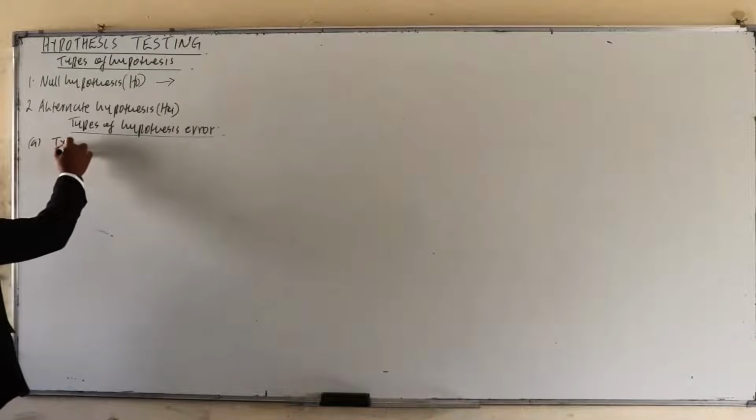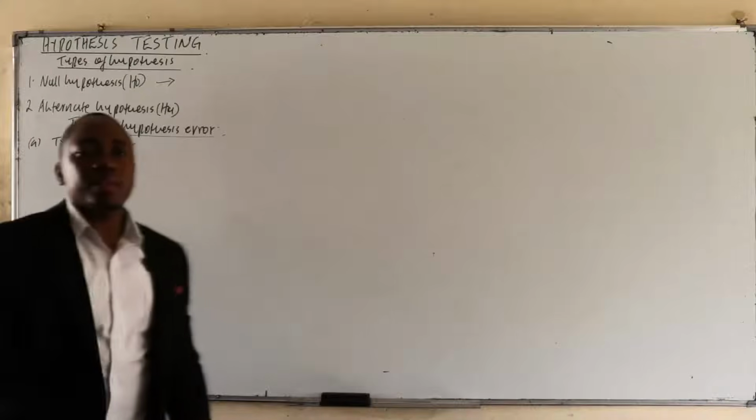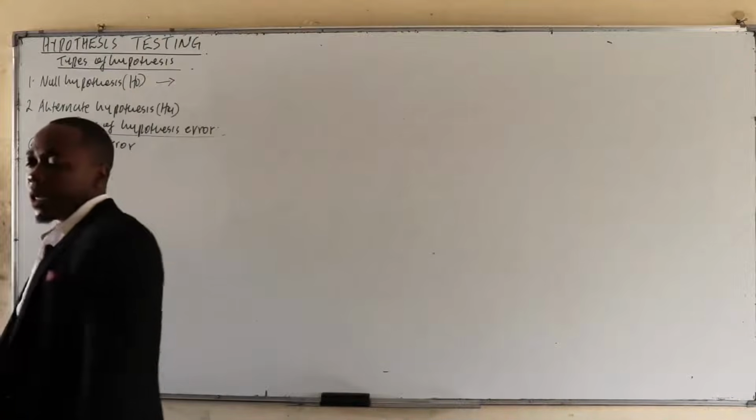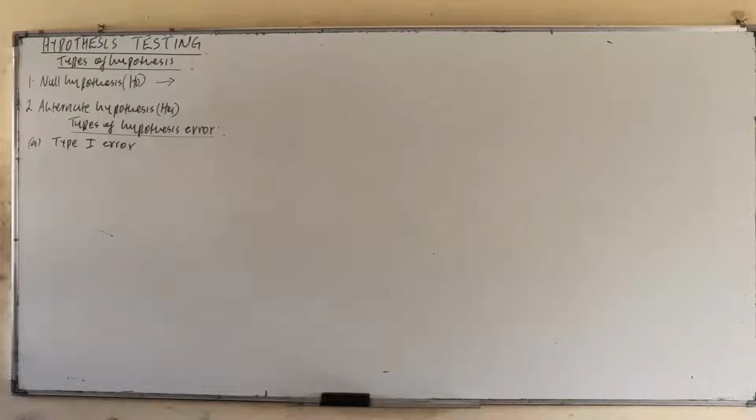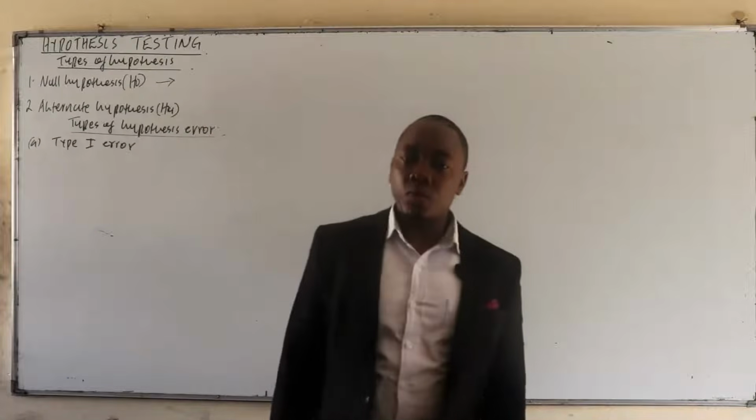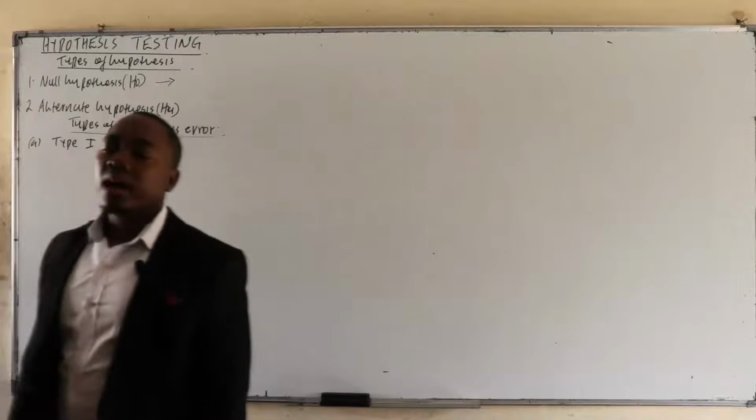Number one, we have type 1 error. This is an error made when we reject the null hypothesis and the claim was true.